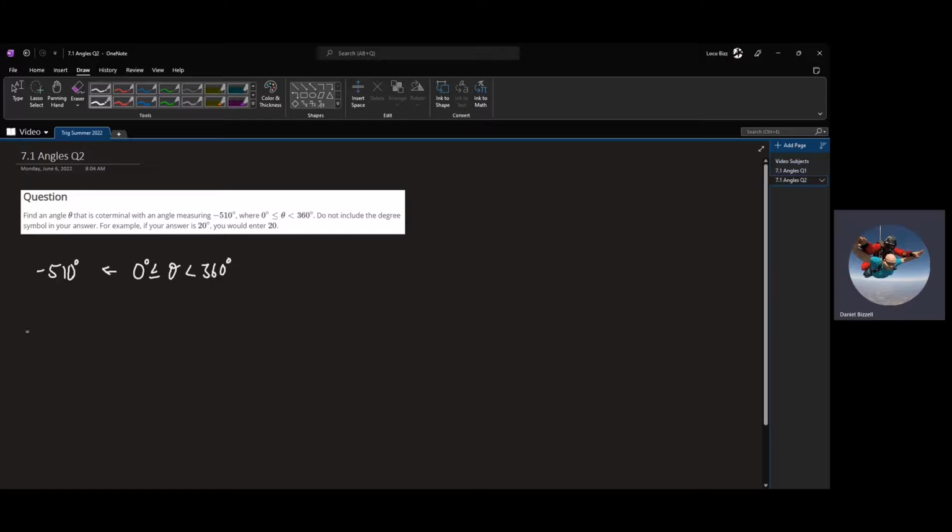So if we start at negative 510 degrees and add 360 degrees, that will give us negative 150 degrees. So we're closer to this bound. We haven't quite got there yet. We're still a little too negative. So we need to add another 360 degrees.